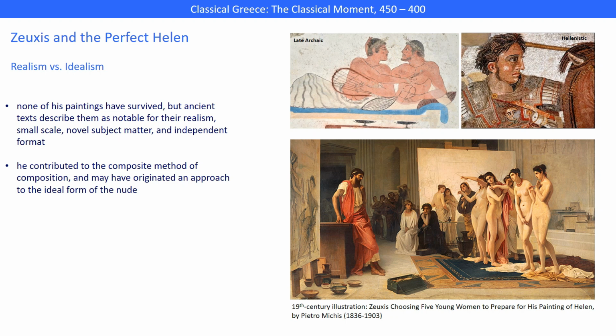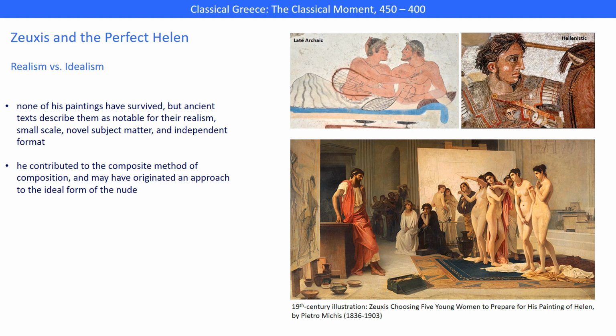Zeuxis contributed to the composite method of composition and may have originated a novel approach to the ideal form of the nude. Keep in mind, however, there is no nudity in female sculpture and only exceptional examples of female nudity in erotic vase painting. We imagine it's the same in easel painting in that Helen's corporeal beauty was conveyed perhaps with the same type of clinging drapery that we're about to see in the Parthenon sculptures.